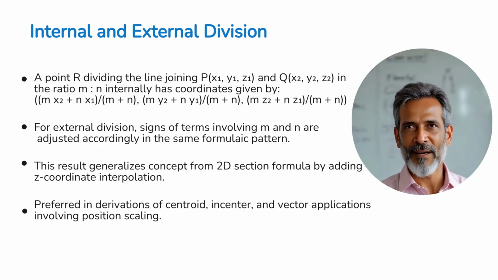To say it clearly, the x-coordinate of R equals the sum of m times x2 and n times x1 divided by m plus n. Similarly for y and z. For external division, the formula is similar, but the signs associated with m and n change according to the type of division. The main idea remains to interpolate the position of R along or beyond the line segment joining P and Q. This formula extends the familiar 2D section formula by including the z-coordinate, which is crucial for 3D problems.